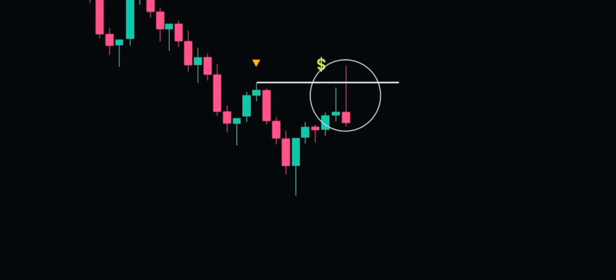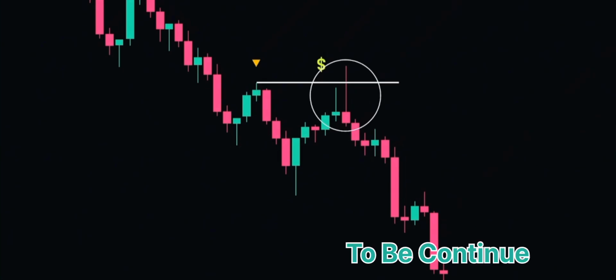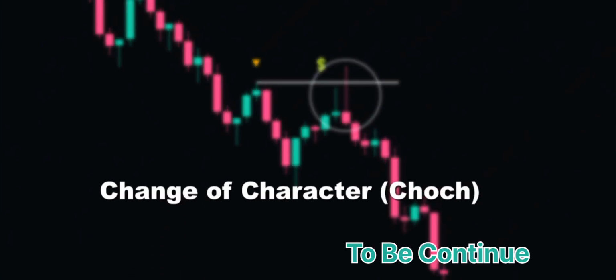When a liquidity grab pattern forms at a resistance level, it can be a strong signal that the market is likely to move downward. Now, the liquidity grab pattern is an early reversal sign, but in order to make it more reliable, you can combine it with the change of character.